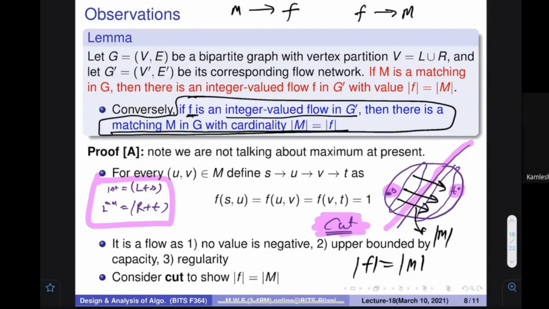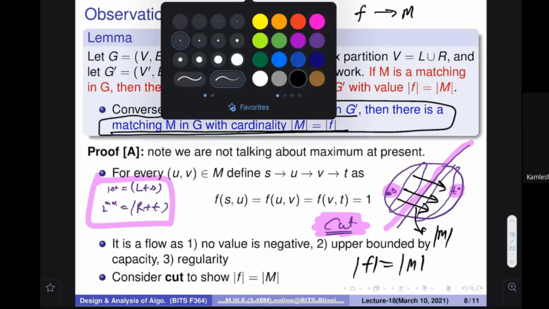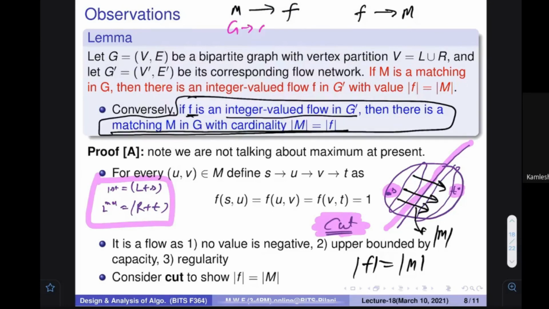And this is an important thing for me, because given the problem G, I have created G dash. From G dash, I have found F. If I can connect this line, that from F I can get the M, then my task is done. I can forget about whatever happened in between. You can say that from G, I have got M.